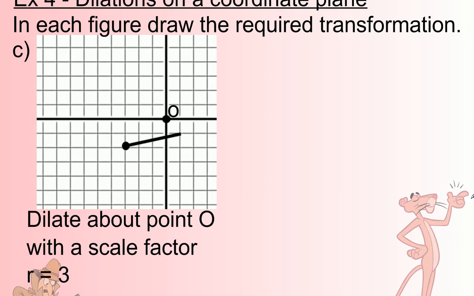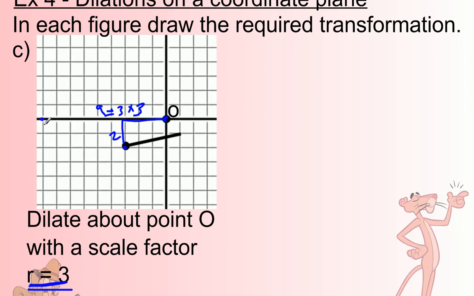Okay, so let's see. Well, for me to get from point O to this point, I would go over 1, 2, 3, down 2. So if I take that and I do it times by 3, I'm going to get 3 times bigger. I'm going to go over 9, times by 3 is 9. 1, 2, 3, 4, 5, 6, 7, 8, 9.